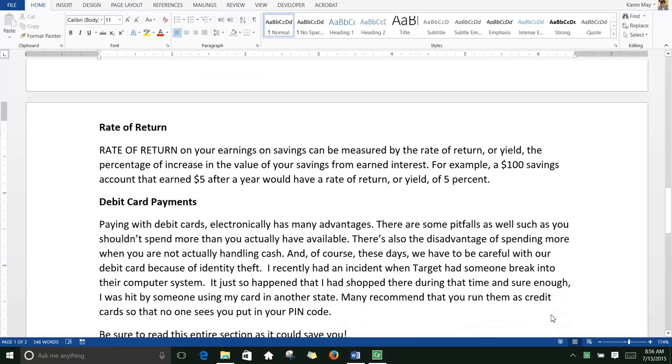The return on your earnings on savings can be measured by the rate of return, or yield, the percentage of increase in the value of your savings from earned interest. For example, a $100 savings account that earned $5 after a year would have a rate of return of 5%.